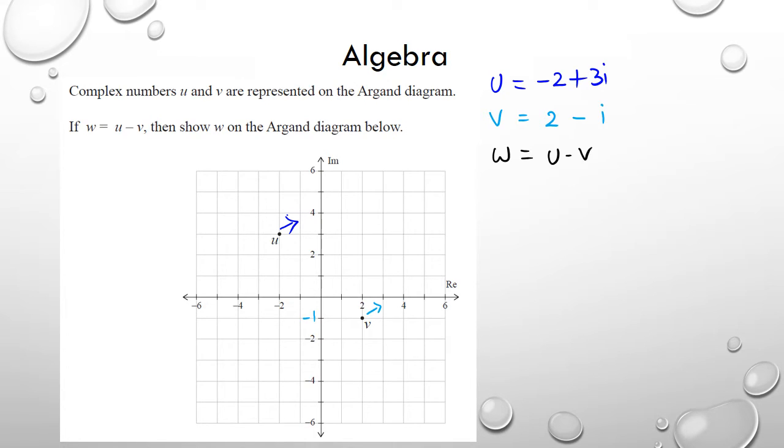Now it says w equals u minus v. So make sure, and this is the important part, if you haven't done this question before, you've got to put v in the bracket. In other words, you've got negative 2 plus 3i minus (2 minus i). When you do this, you get negative 2 plus 3i minus 2 plus 1i. Combine them together, you get minus 4 plus 4i, which means w is going to be at minus 4 and 4, which is right there. That's all you need to do for an achieved.